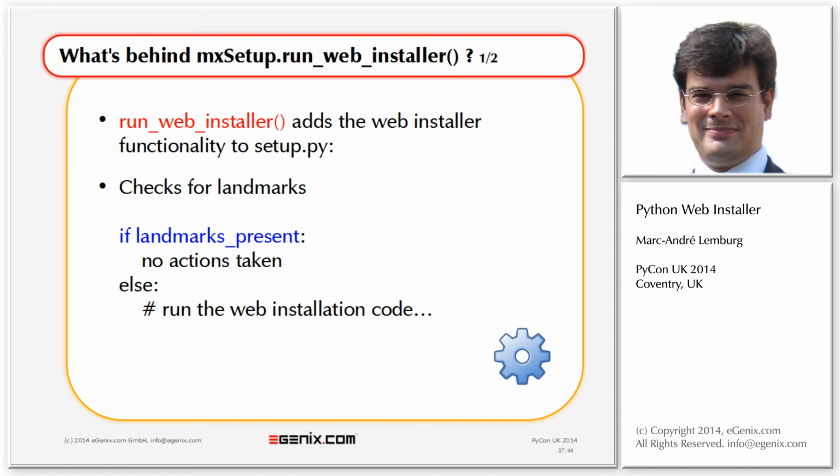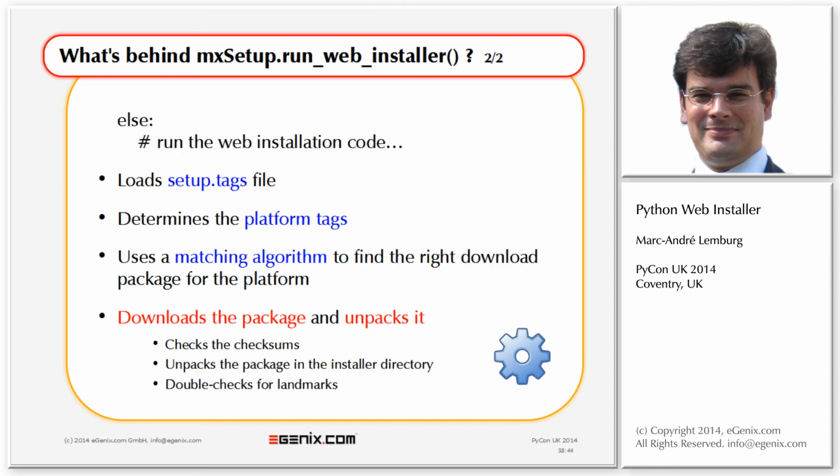Right, and this basically does all the magic. The way that it works is very simple. It checks for the landmarks. If they're present, then it knows it doesn't have to do anything, so it just continues normally. If the landmarks are not there, it knows it has to download something. So it looks at the setup tags file. It determines the platform tags by running some checks on the platform itself. It uses a matching algorithm to find the right URL. Downloads everything, does the checksum checks, and then unpacks everything into the installation directory, and then we added another double check for the landmarks to make sure that it actually downloaded something that makes sense, and adds the landmarks, and then continues with the installation.